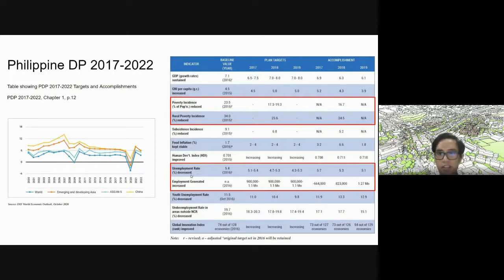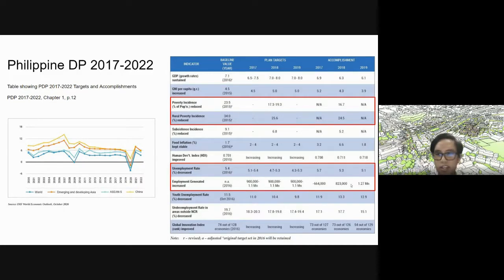Unemployment rate is decreased. In 2016, it was 5.4. In 2019, now it's 5.1. It's only a 0.3 decrease, but I don't know if that's a good thing or a bad thing. At least it's maintained. I think it's impossible to have a zero unemployment rate, and it really depends on how they measure it in the first place. What are their factors?